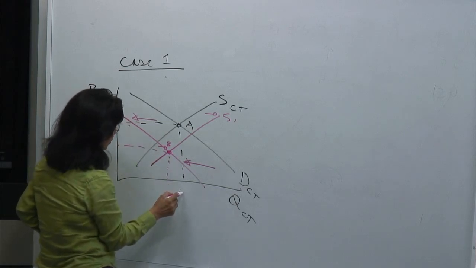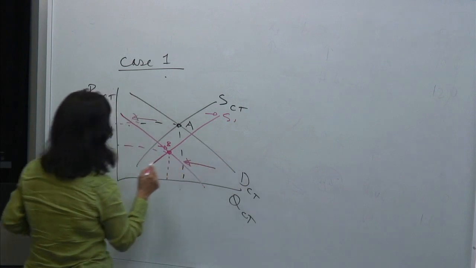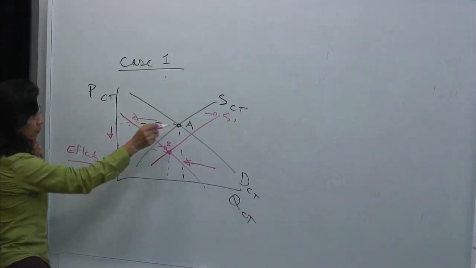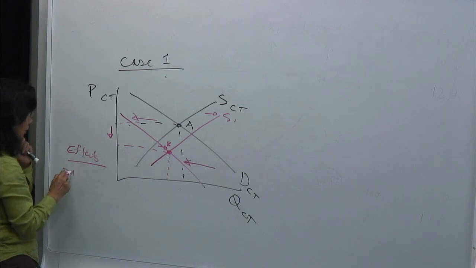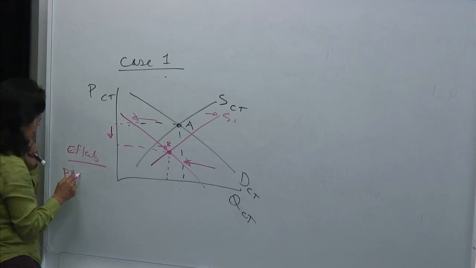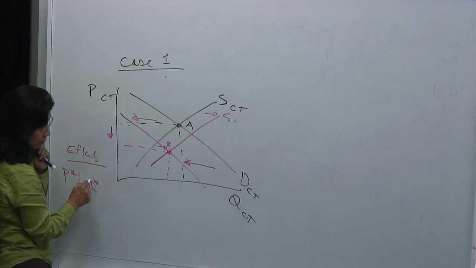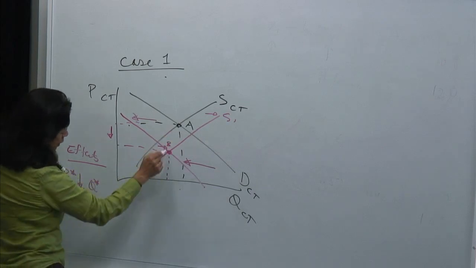And we say that this is, so what are the effects here? Somebody tell me. The effects will be from point A to point B. What about the equilibrium price? Is it higher or lower? Lower. This is lower, and the equilibrium quantity will be lower from point A to B.